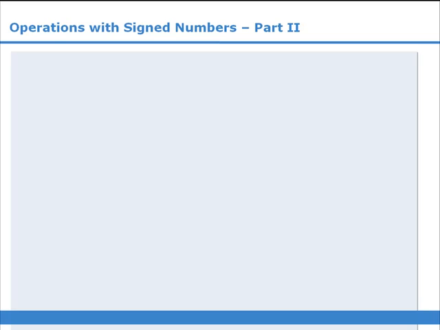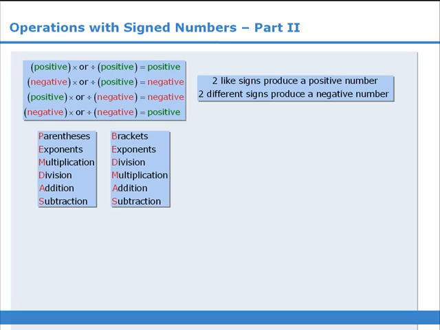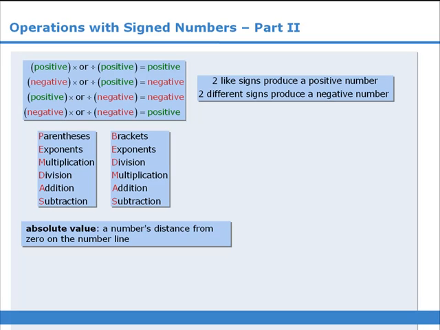Alright, let's summarize. In this lesson, we learned how to multiply and divide signed numbers, we learned the order in which operations must be evaluated, and we learned about absolute value.